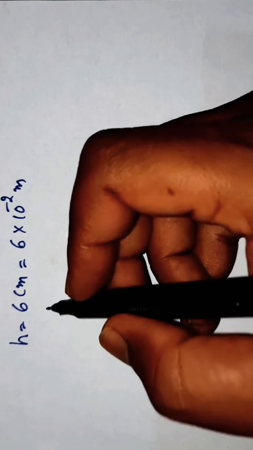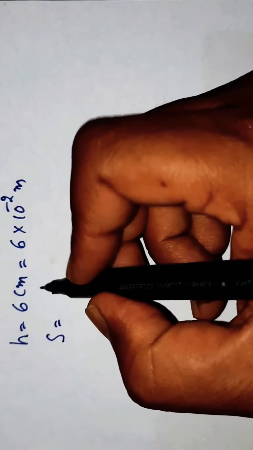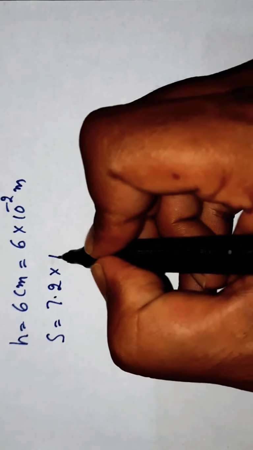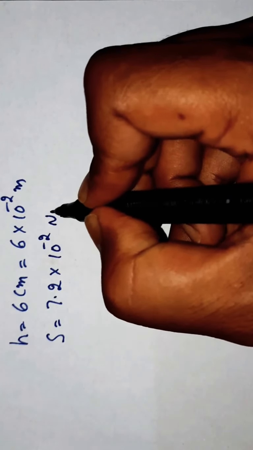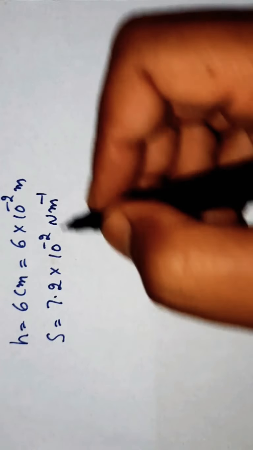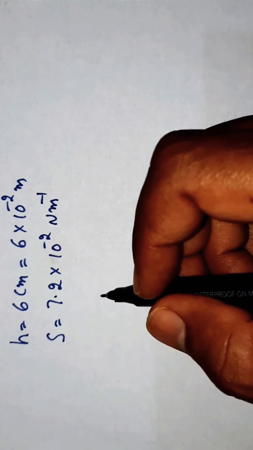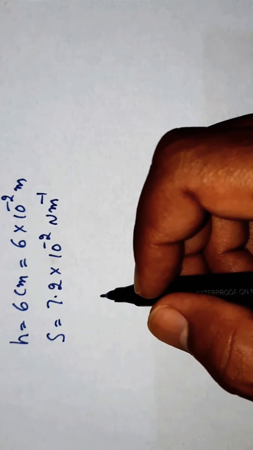Surface tension of water is given. S is equal to 7.2 into 10 to the power of minus 2 Newton per meter. So here we have to find radius of capillary tube.